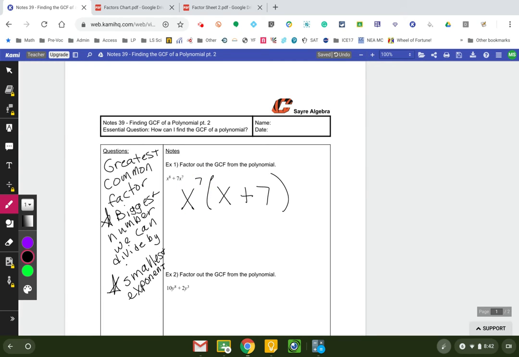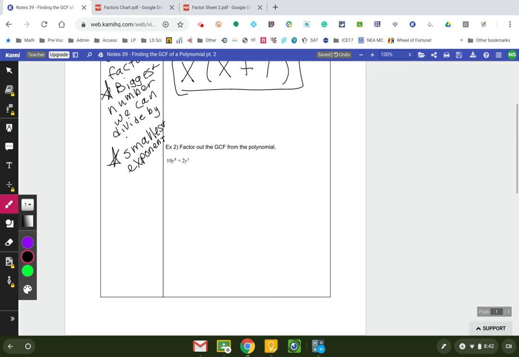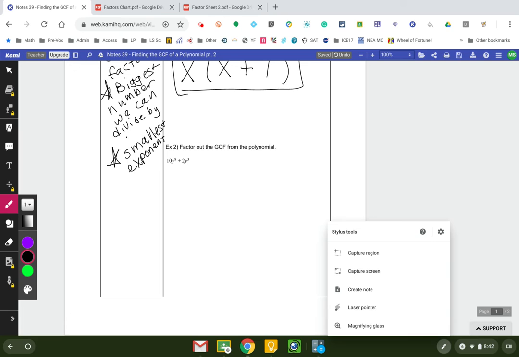So x to the 7th times x is x to the 8th. And then x to the 7th times 7 is 7x to the 7th. So that checks out, and that is going to be my answer. All right, just like we do all the time in math, we're going to take the simple concept and make it a little harder.